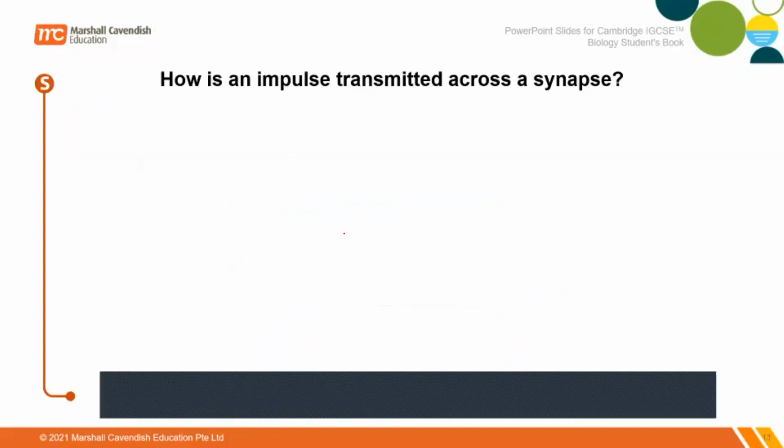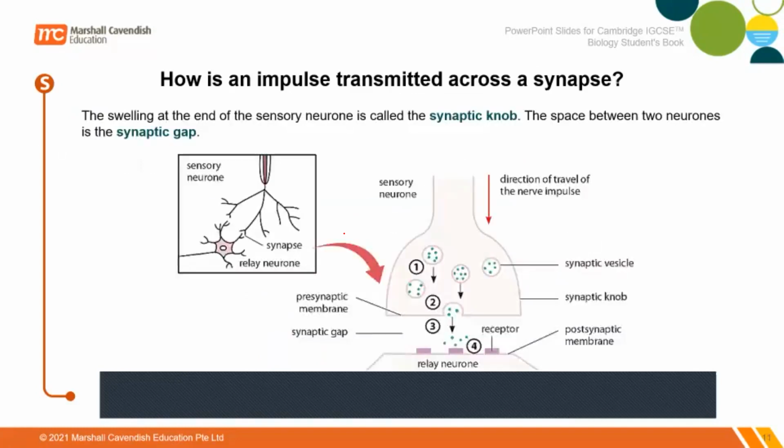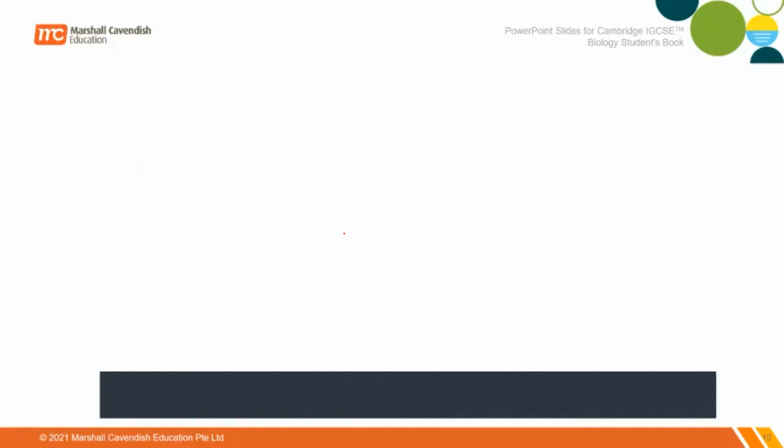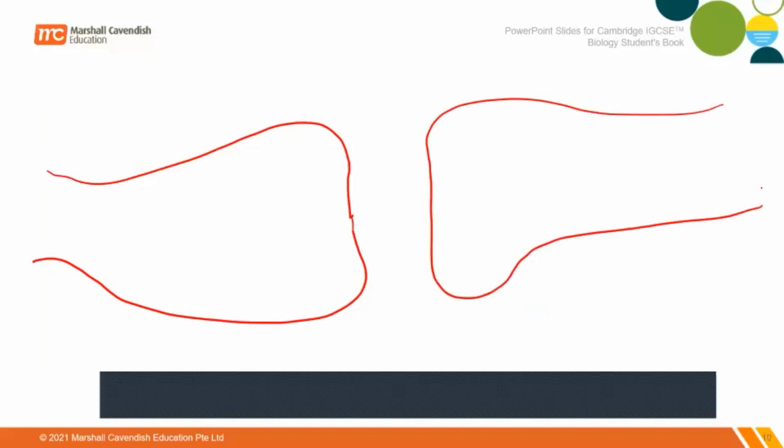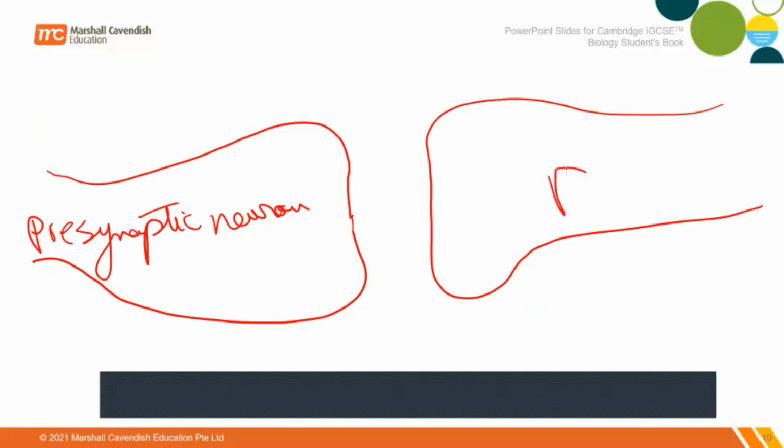We will focus on this area. So in this area we will draw the two neurons. I will draw the two neurons here. This one, which sends the message, is called the pre-synaptic neuron. And this one is called the post-synaptic neuron. Okay? So this is the presynaptic neuron and this is the postsynaptic neuron.